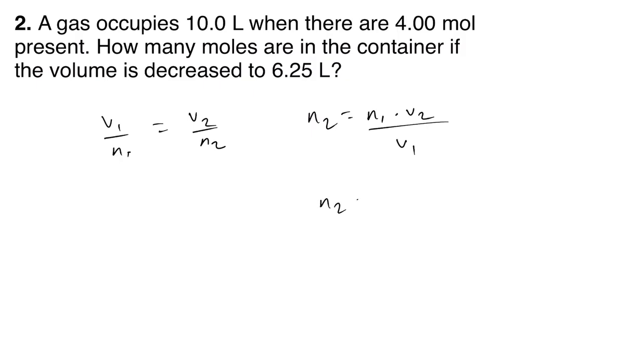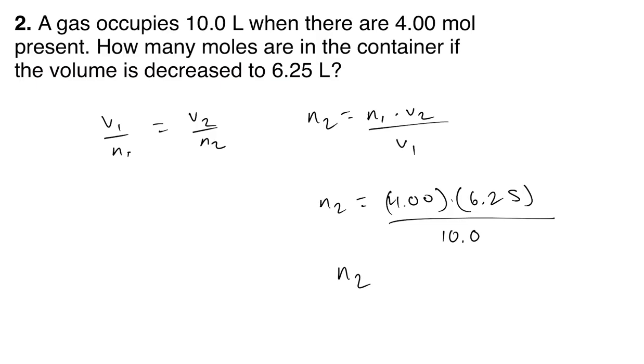So the final moles is going to be equal to the initial moles, which is 4.00, times the final volume, which is 6.25, all over the initial volume, which is 10.0. And when we plug this into a calculator, our final moles is going to be 2.50 moles.